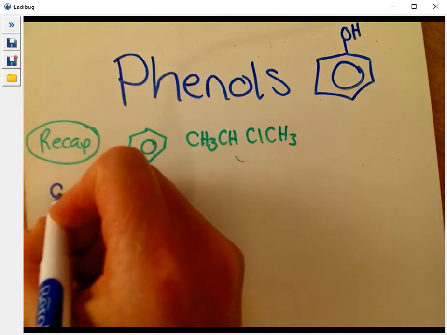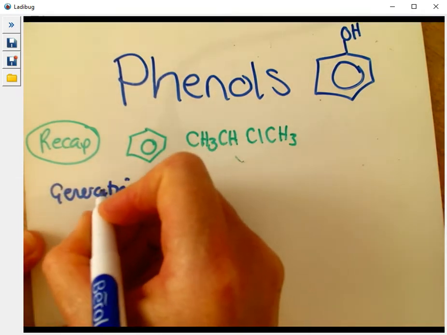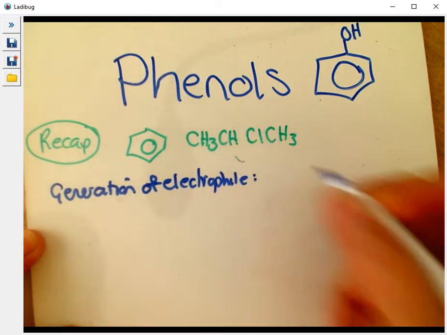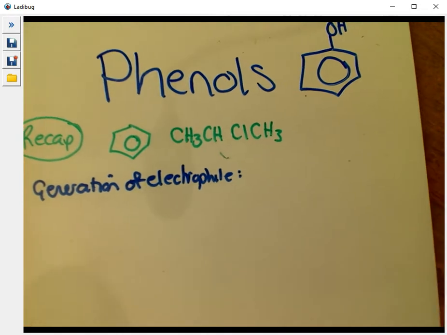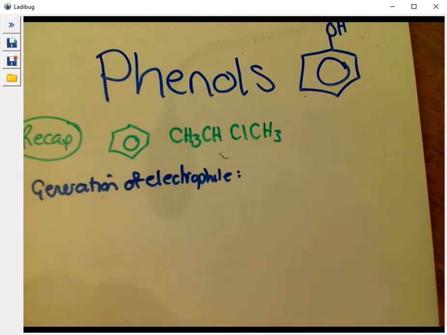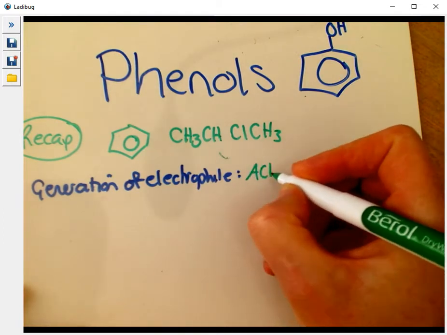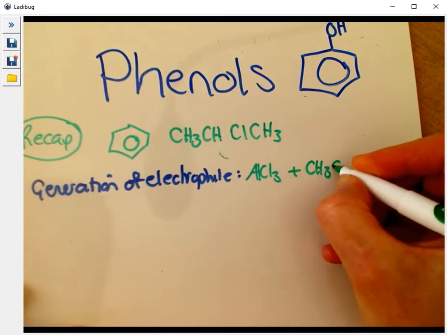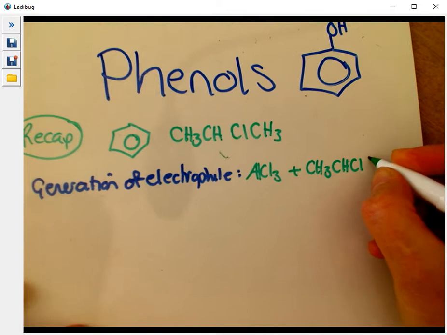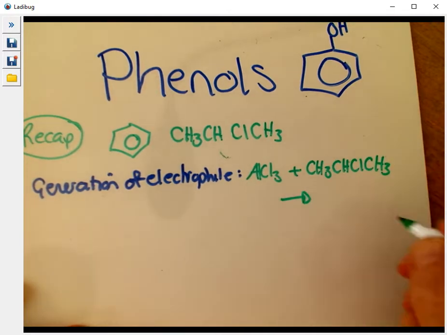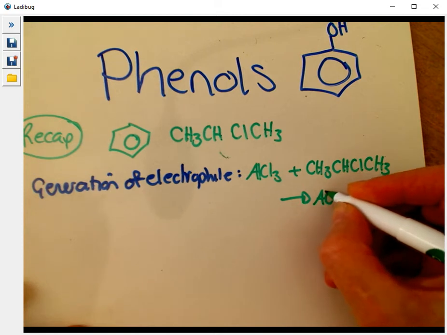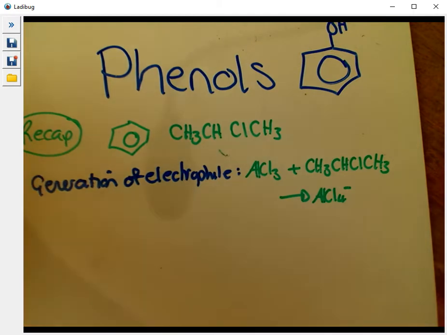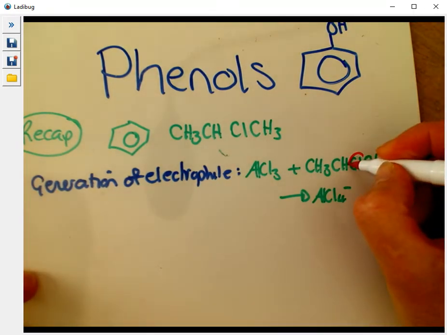So first of all, we need to worry about generation of the electrophile when we are writing out our mechanisms. So we had a haloalkane there, so we need our halogen carrier, our AlCl3. AlCl3 plus CH3CHClCH3. Now we are going to remove the chlorine to give us AlCl4 minus, and then we're left with our electrophile.